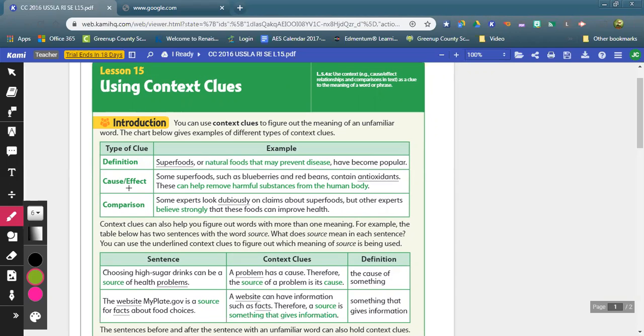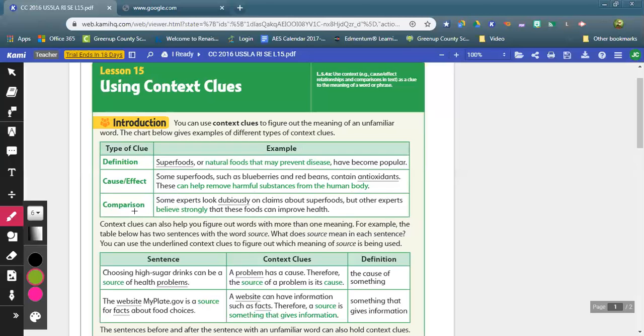Then we have the cause and effect clue. Some superfoods, such as blueberries and red beans, contain antioxidants. These can help remove harmful substances from the body. So we've got an unknown word here, which is antioxidants. We have to look for a context clue, and that context clue is can help remove harmful substances from the body, or the human body.